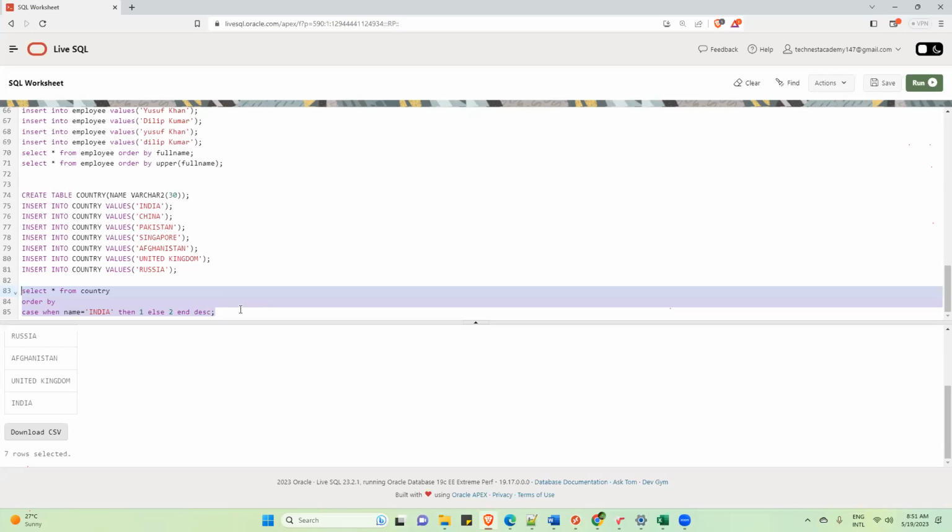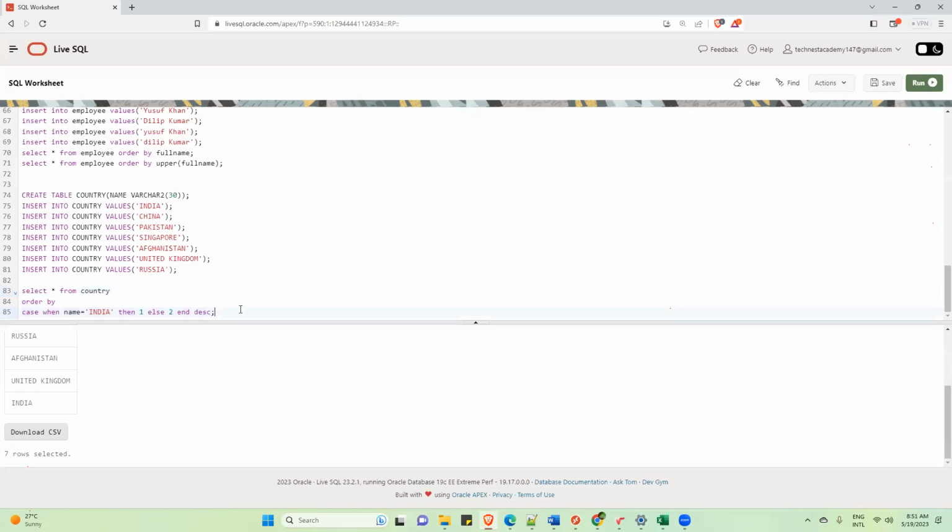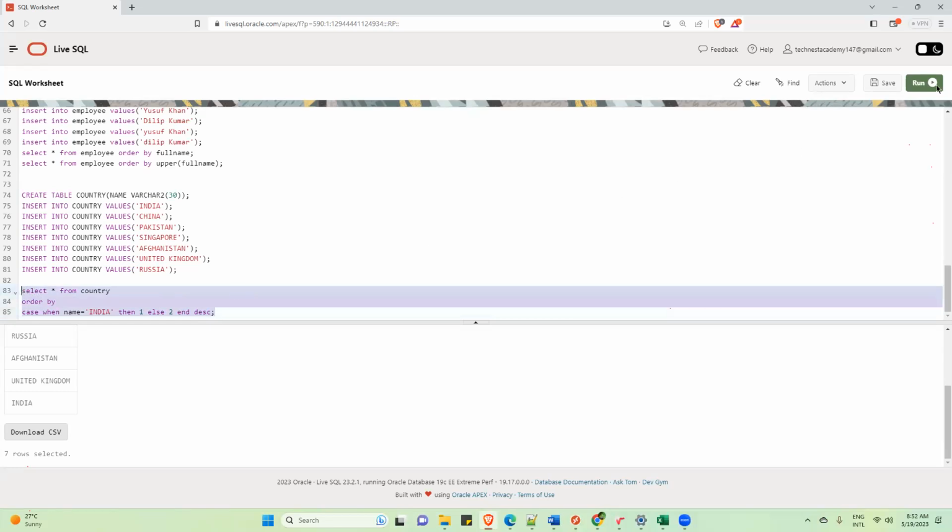So now tell me where India will go. At the top, or at the last? At the last. Okay. In bucket number 1, what do you have? India. Remaining countries are in bucket number 2. So we are sorting in descending order, so the remaining countries will be on the top and India will be at the last, right? Now check it. India is at the last. Now it is clear to everyone. Clear, everyone? Okay, good.